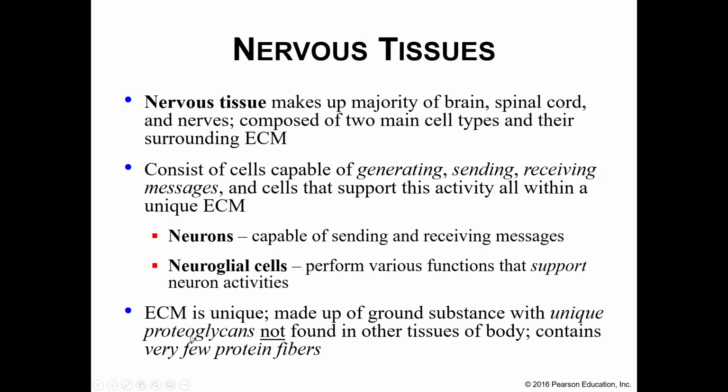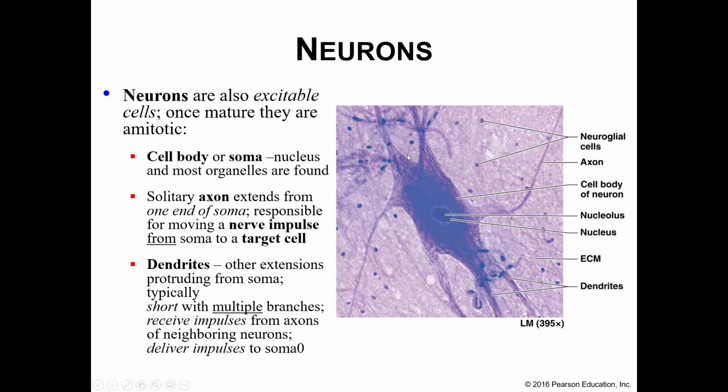Okay, and then your extracellular matrix. Okay, the ground substance, the liquidy stuff, is kind of unique in that we have a special type of proteoglycan that we only find in nervous tissue, so that's kind of cool. And you're not going to see a whole lot of protein fibers. Okay, it's really just going to be a bunch of big old neurons, and then a bunch of little tiny neuroglial cells, and then just a lot of fluid. Okay, your neurons themselves, they are excitable. Okay, so they are capable of responding to chemical stimuli as well.